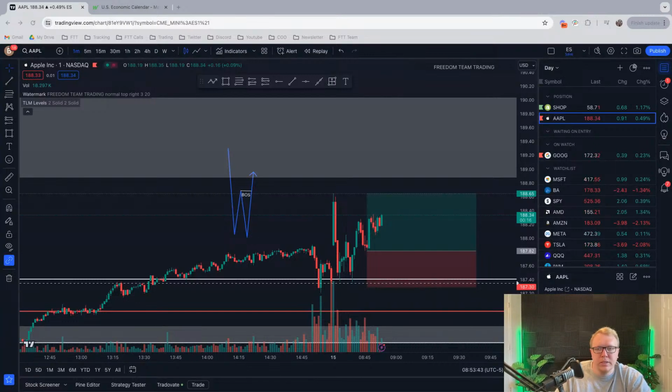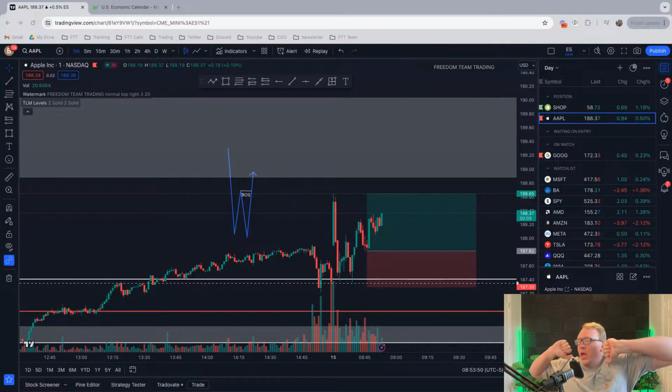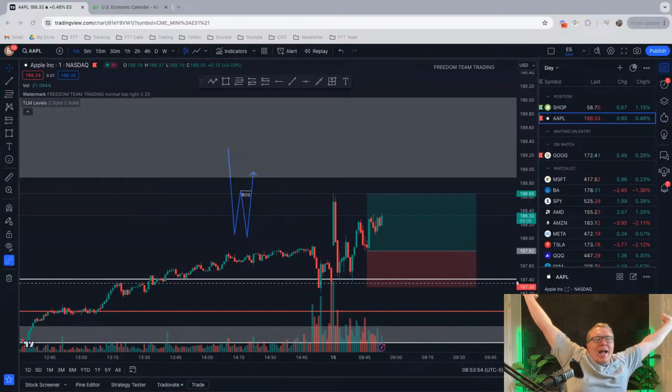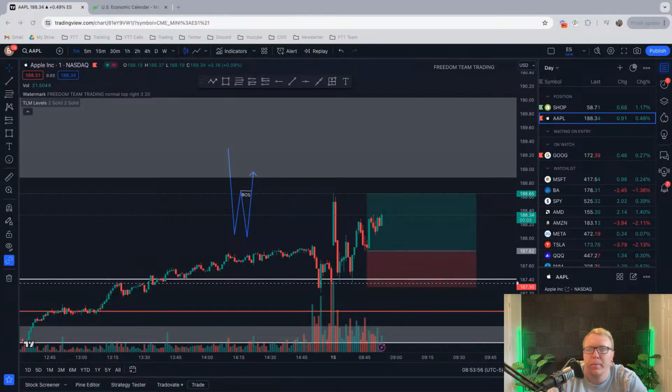I think my sizing needs to go up a little bit. Just a hair. Let me go ahead and buy my long-term stuff.